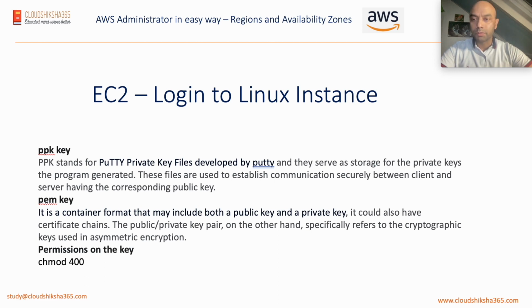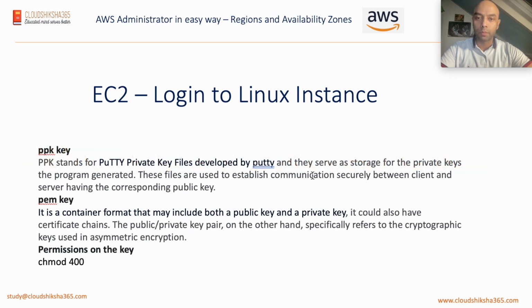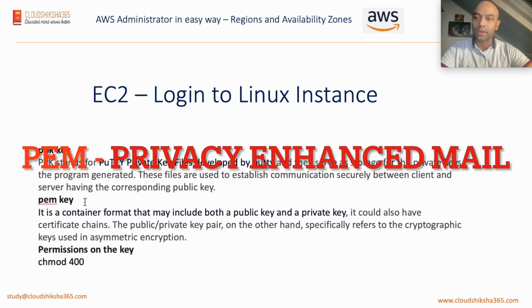If you remember from the previous chapter, when we were creating the EC2 instance, we generated one PPK, one private key. So what exactly is this PPK? It stands for Putty Private Key, which is an open source tool developed by Putty itself, and it is actually a combination of private key and public key, and it helps to establish a secure communication between the client and server. Then there is another form of secure keys that is called PEM key.